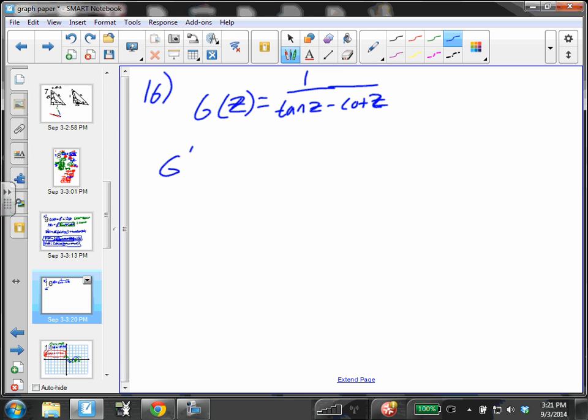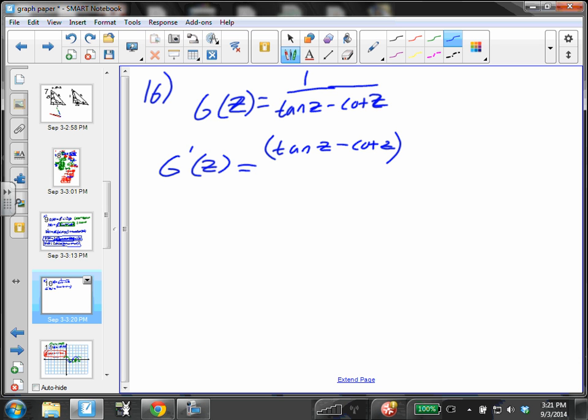Okay, so g prime of z, and I'm going to use the quotient rule here. The quotient rule says we do what? Low D high. Yes, not high D low. It starts off low D high. So low is tangent of z minus cotangent z, and I need to treat that like one piece, right? It's just my low. D high.